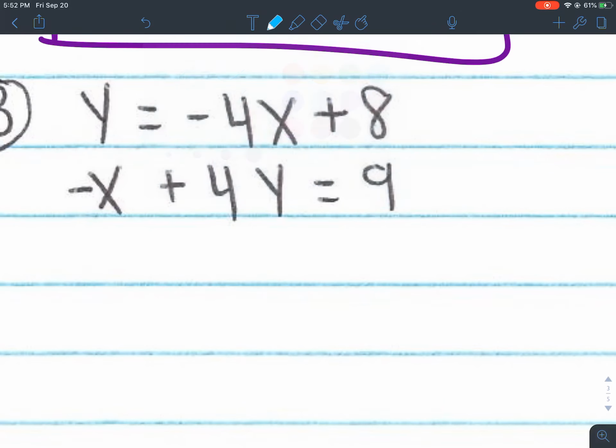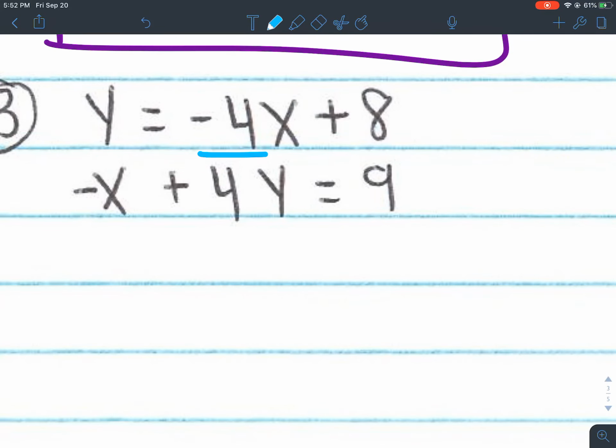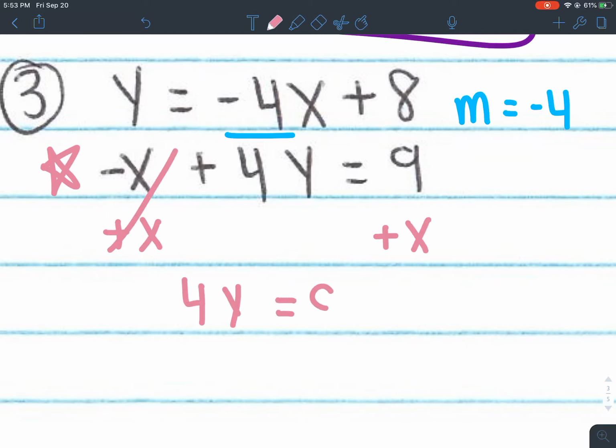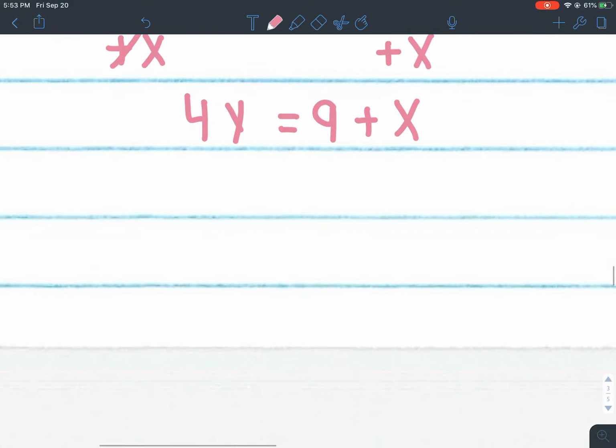Well, my first equation has my slope all by itself because it's in slope-intercept form. My slope here is going to be negative 4. However, the second equation is not in slope-intercept form, so I'm going to go ahead and move it. So I'm going to add x to both sides. So I have 4y equals 9 plus x. I want to divide everything by 4 to get that y by itself. 4 divided by 4 cancels because that's 1.